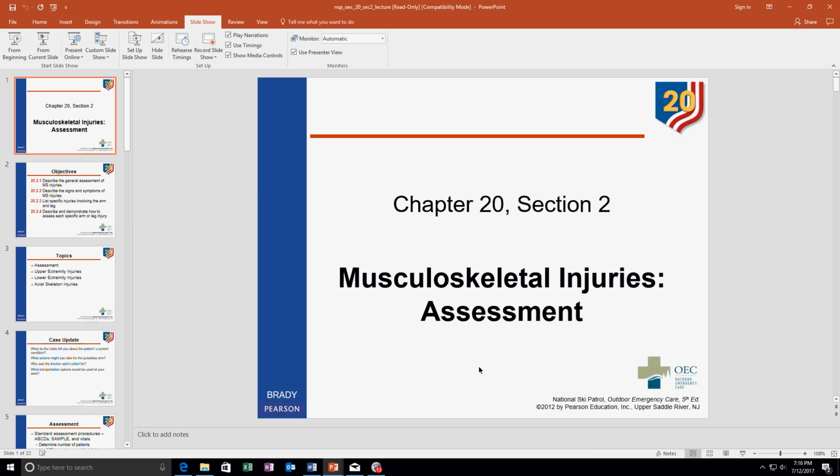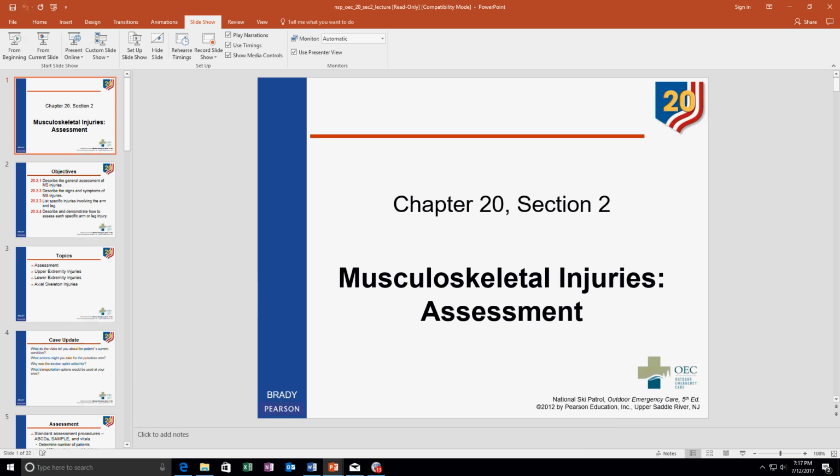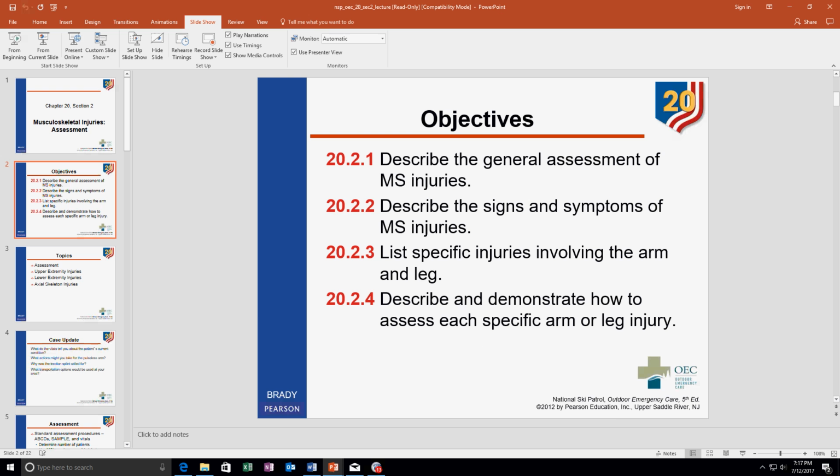Sorry about that. Okay, chapter 20, this is the assessment. If you look in your chapter 20, there's 3 parts. The first is the physiology and anatomy, then the assessment, and the last one we'll cover is the management. Talking about MS, it's the musculoskeletal injuries. General assessment, signs, symptoms. The chapter is very good, and I can guarantee you that we're going to cover this ad nauseum on the 22nd, 23rd, 24th, whatever that weekend is.